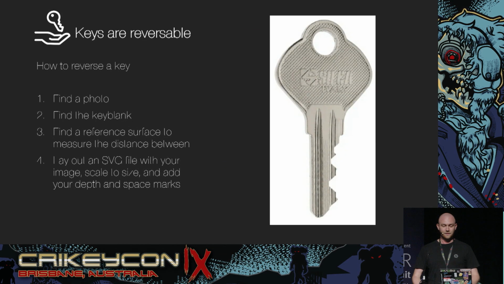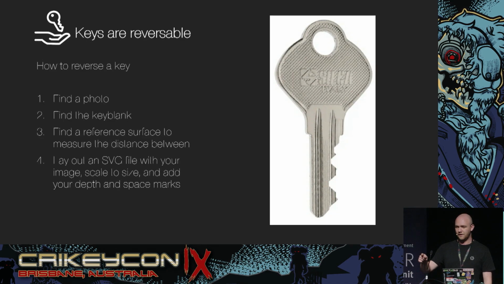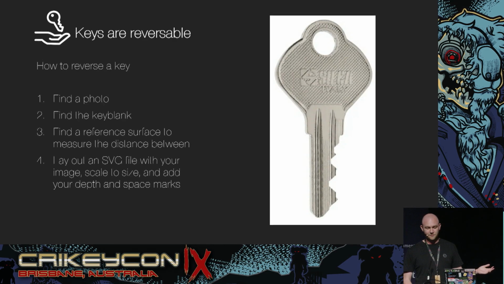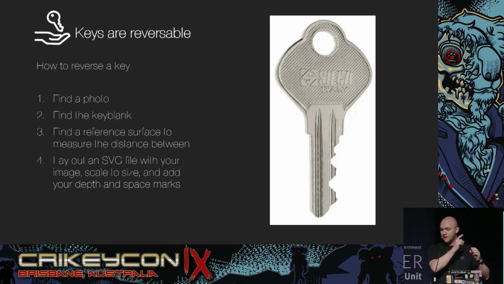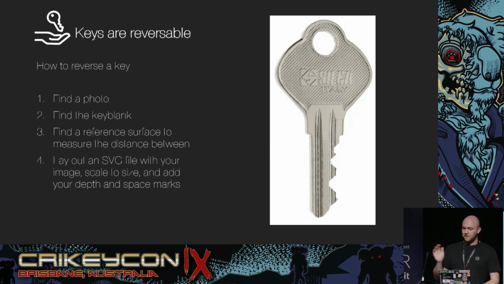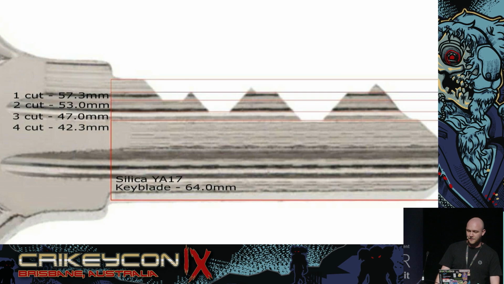So if you want to reverse a key, here's what you need. You get a photo of the key. This is from a locksmith supplier who told me, this is a secure key, we can't tell you the information about it. They put a photo on their website. You find the key blank. Luckily, they told me what the key blank was. It was a YA17. You search it up, and it tells you all the information about it. You find a reference surface to measure. Fun note, all keys have the exact same distance on the far end of that key. And then finally, you lay it out on an SVG, and you can figure out roughly what that key is.